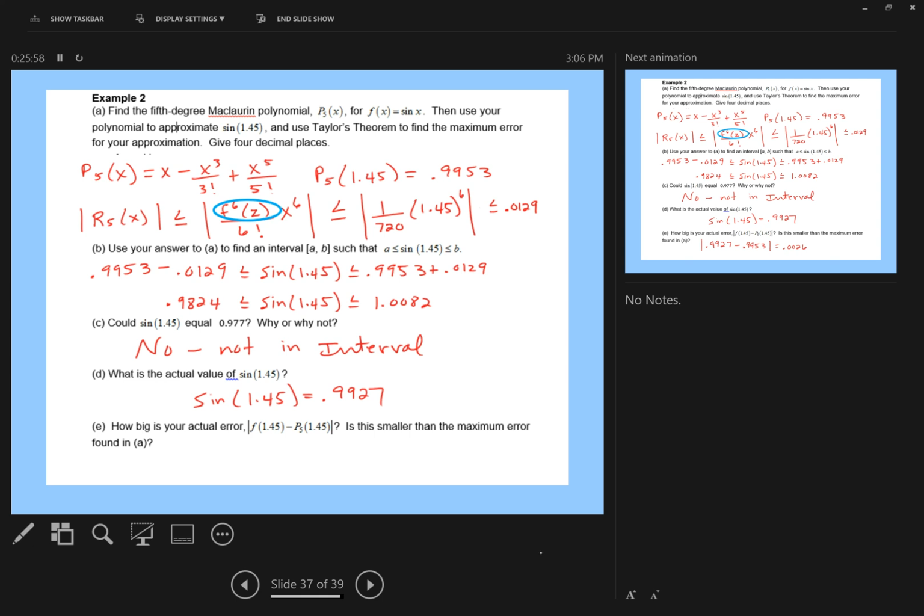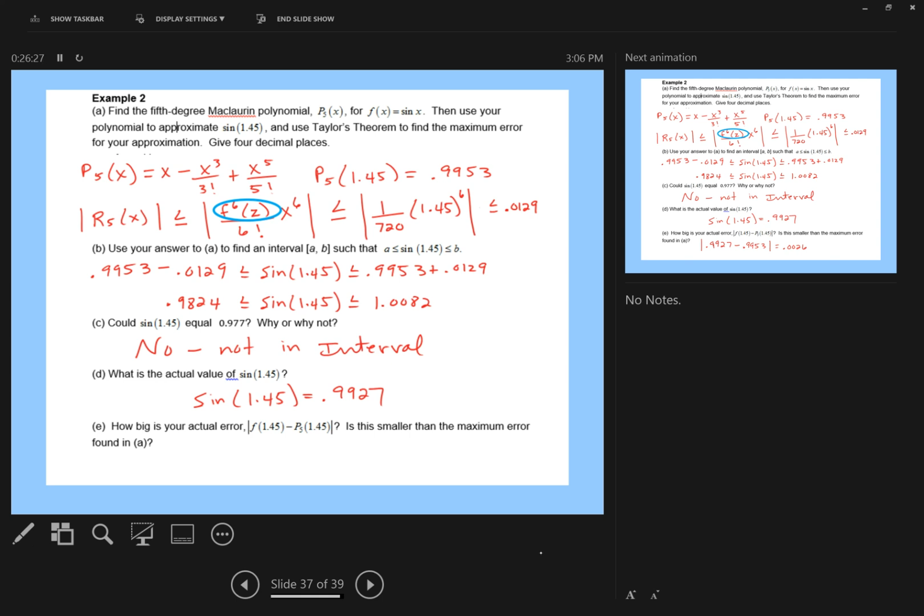How big is your actual error? So we said our error was less than, and then we said our actual value was in this range, right? But I didn't know what the exact error was. I knew the error was less than or equal to 0.0129. So how would I find the actual error? Isn't it going to be the value of the function right here minus our polynomial estimate? You see how that would tell me my actual error?